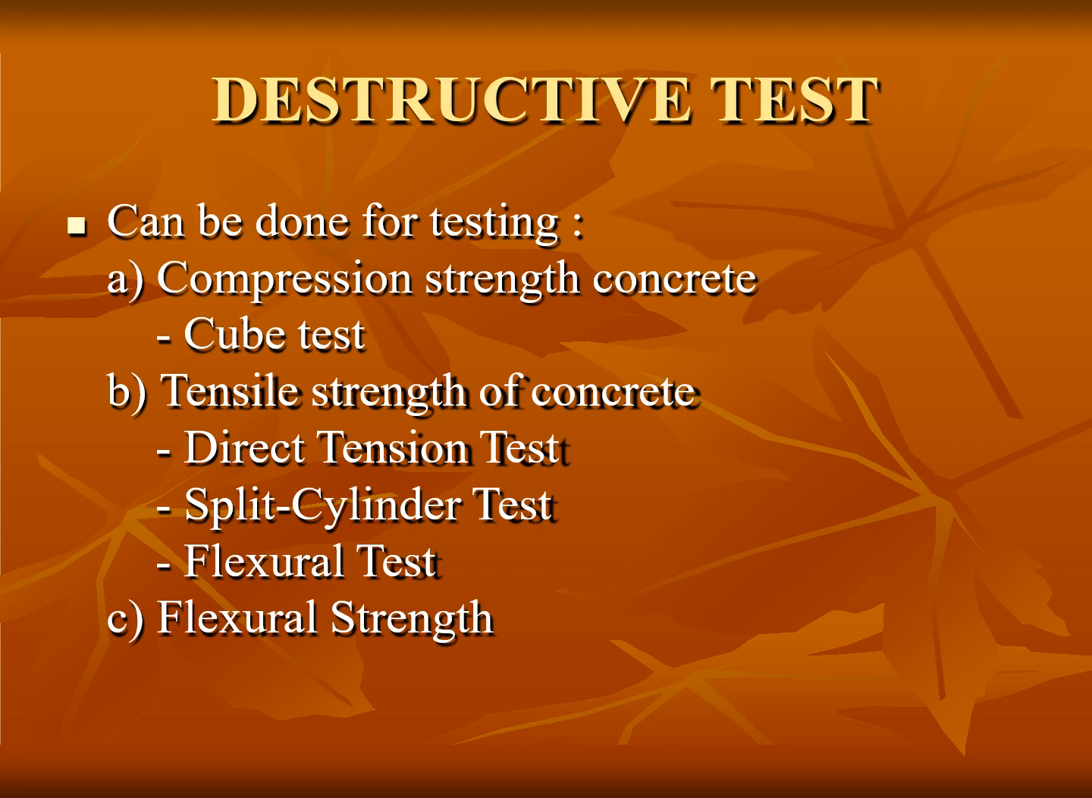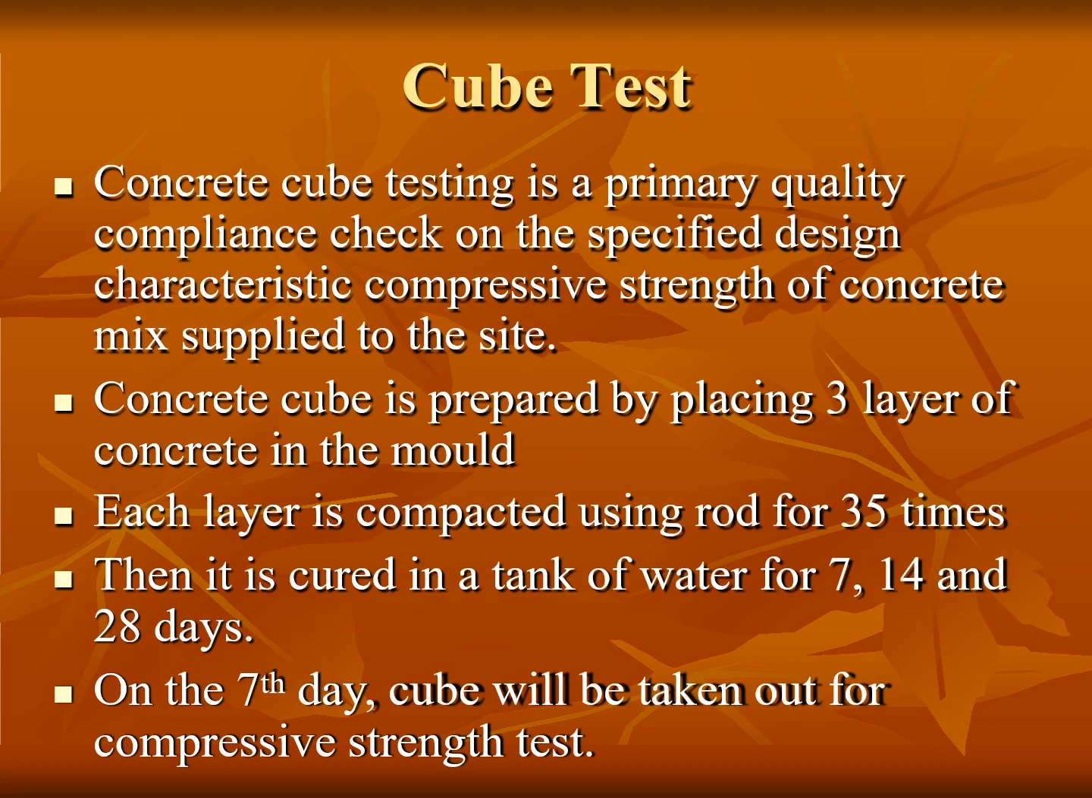In tensile strength, three tests are conducted. The first one is the direct tension test, the second one is the split cylindrical test, and the third one is the flexural test. First one is the cube test. The cube is prepared by placing the concrete in three layers. Each layer is compacted using a rod, and this compaction is done 35 times. After the compaction, the concrete is cured in water for 7, 14 and 28 days. On the seventh day, the cube is taken out for the compression strength test.